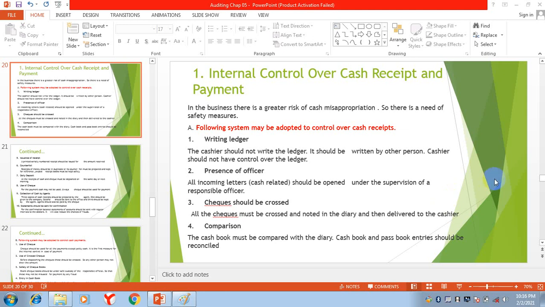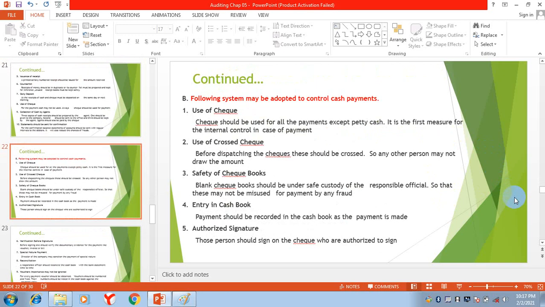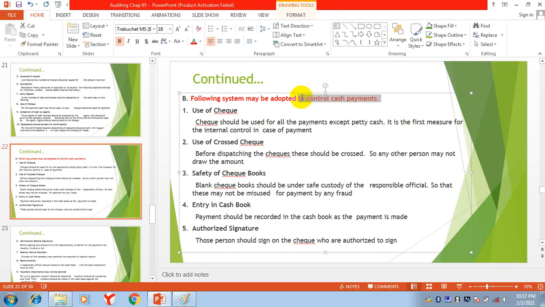Bismillahirrahmanirrahim. In the previous class, we were discussing internal control over cash receipts. Today, we will discuss the system that is adopted to control cash payments. What will be our system for the payment of cash?